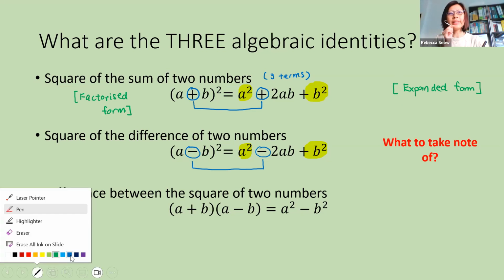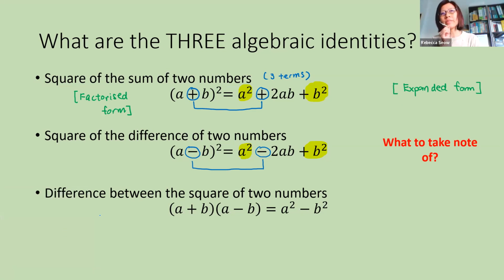Okay, now let's take a look at the third identity. The third identity deals with the difference between the squares of two numbers. And that would be a squared take away b squared. a squared minus b squared can be factorized into (a + b) times (a - b). Now, this third identity has only two terms. We need to commit these three identities to memory. Memorize it from the left to the right.